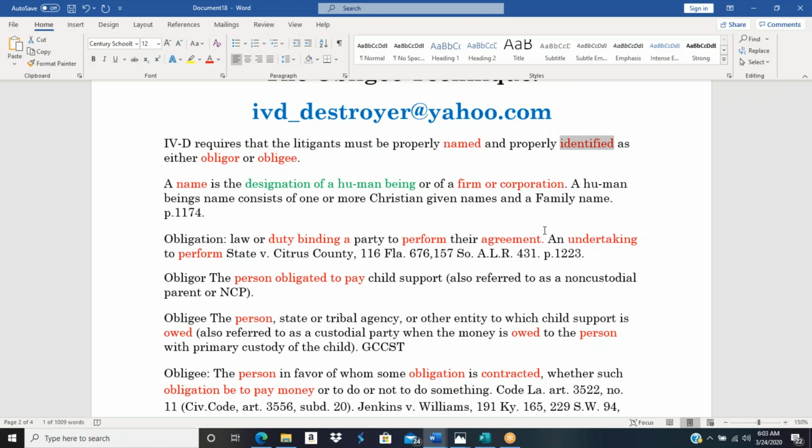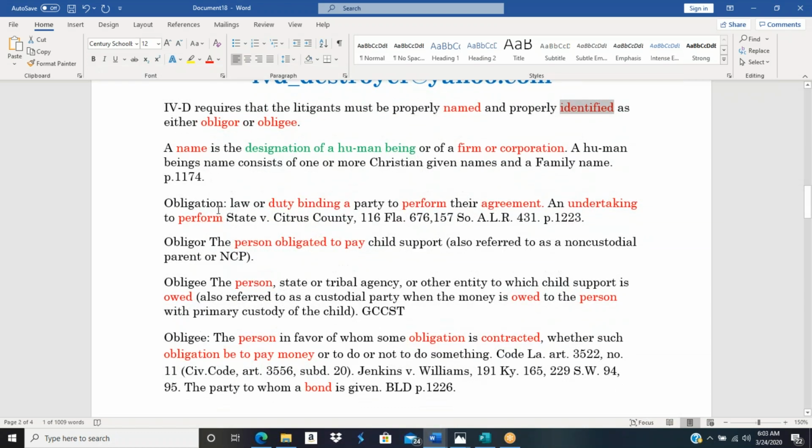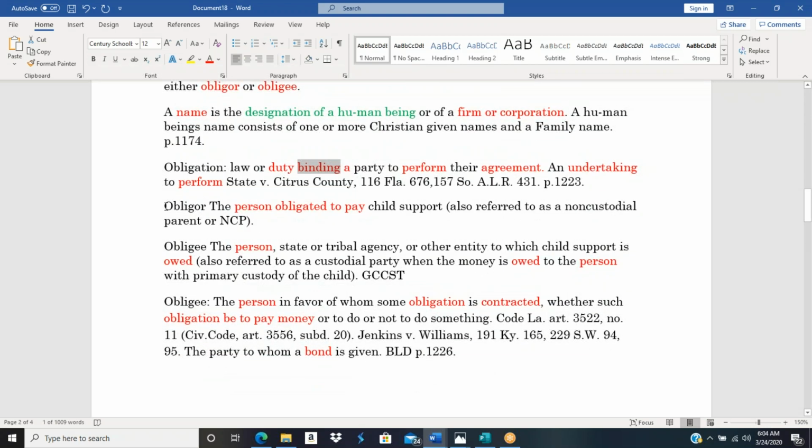So the word obligee or obligor comes from the word obligation, law or duty binding a party to perform their agreement, and undertaking to perform. All right, duty, binding, perform, agreement, undertaking. If you look up those words, and I'll show them to you in a little bit, they are all contractual words. Obligor, the person obligated to pay child support.